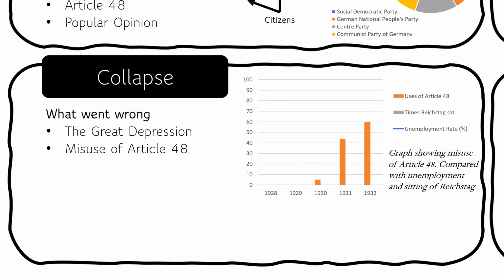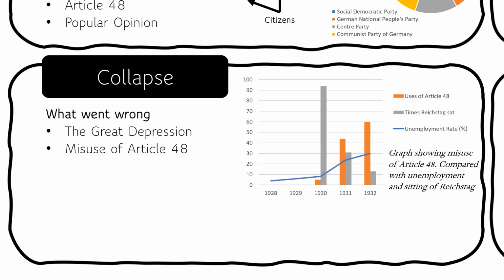Usage of Article 48 grew more common. By 1932, it was used 60 times. This coincided with a massive reduction in the amount of times the Reichstag actually met, showing that the Weimar Republic was already well on its way to being governed by dictatorial means.